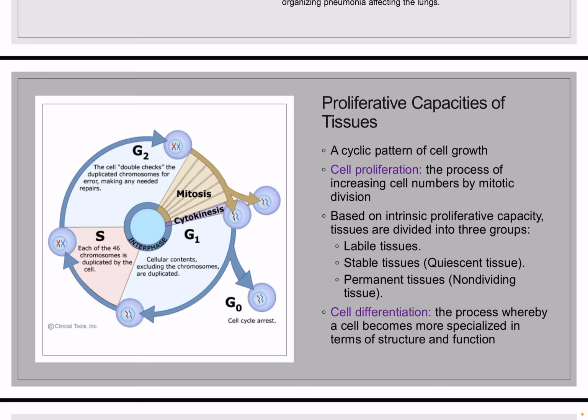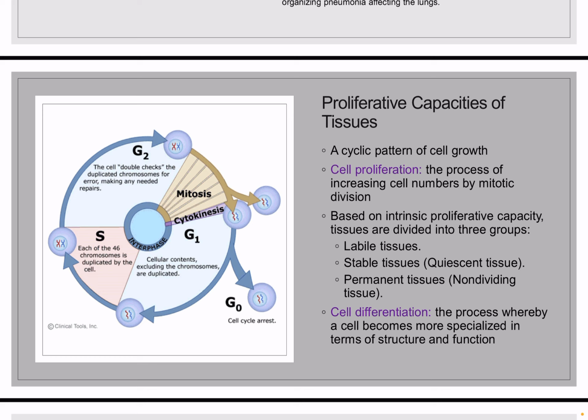It's just like when you put your computer to sleep, the screen is black. You just have to press enter, and it comes back again, isn't it? So they go into sleep mode. As soon as there is an injury to that tissue, they enter back into the cell cycle and start dividing again. So they are the stable tissues.